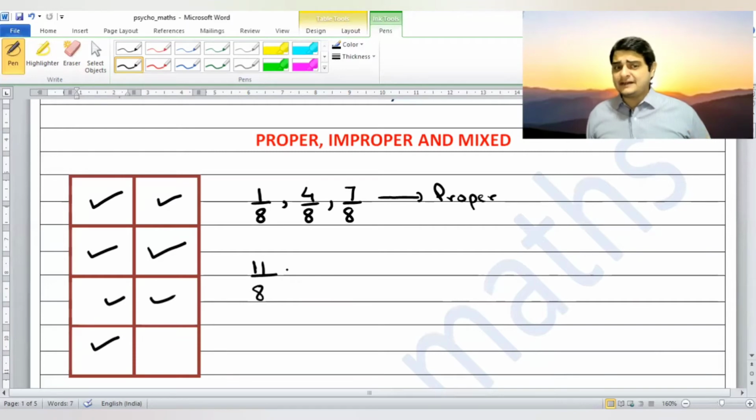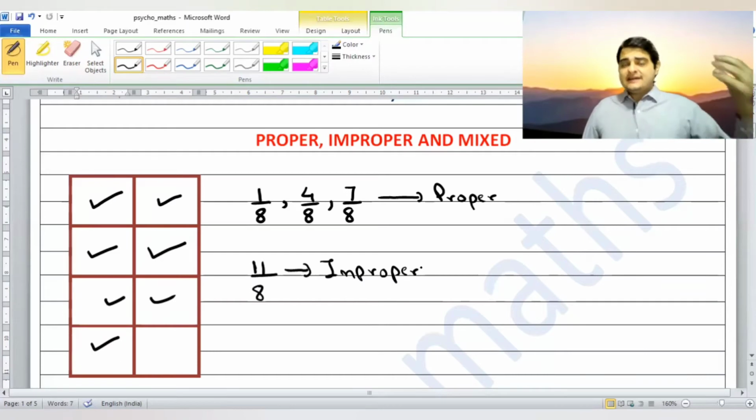You don't have it. You only have 8 pieces, and how would you share 11? And here comes the introduction for what the improper is. See, students, we are not here to learn by heart. We are here to do it by heart.